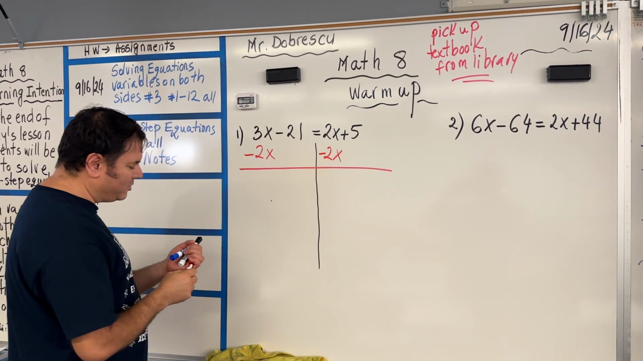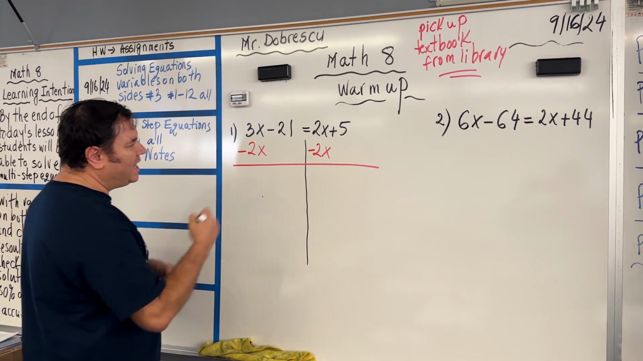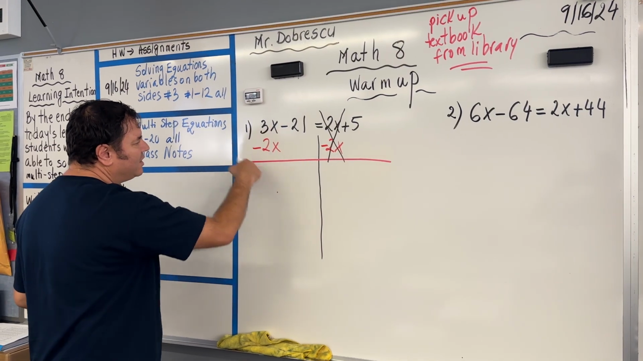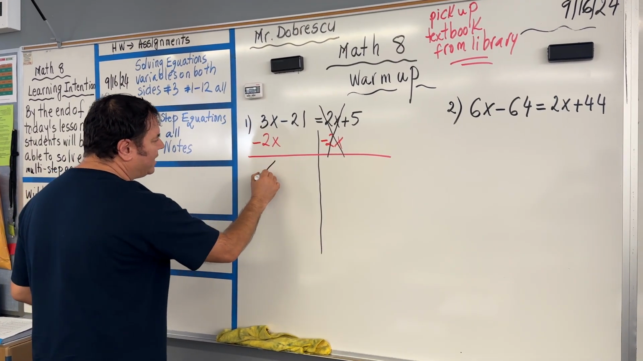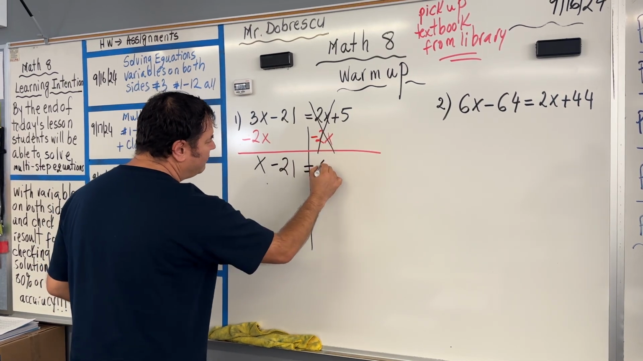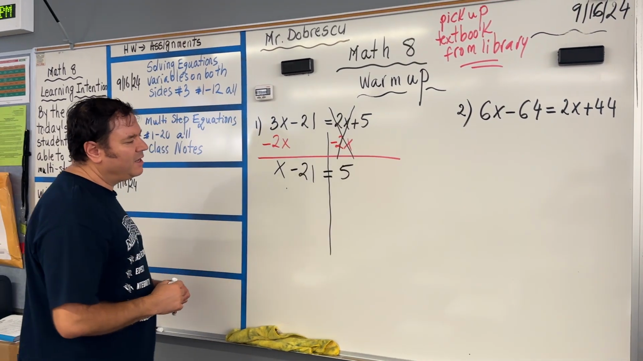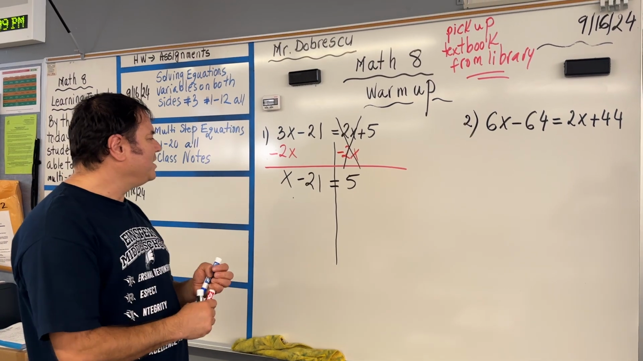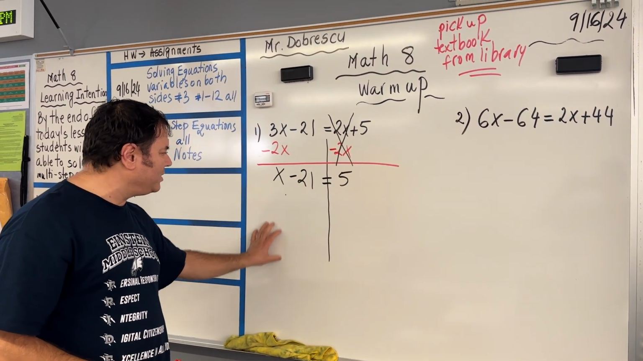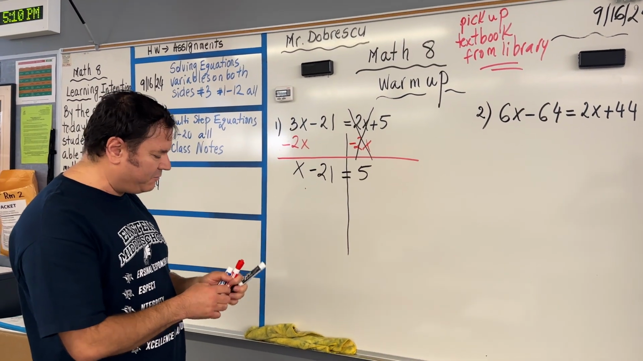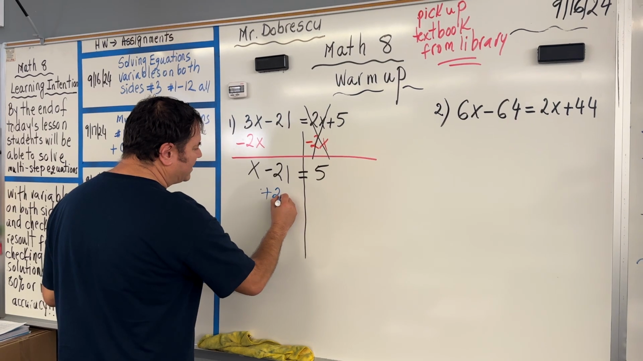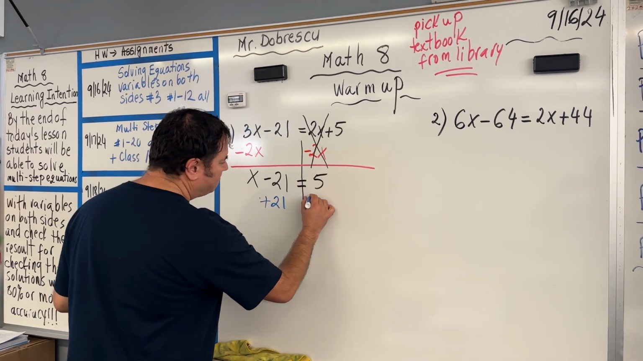And let's see what's going to happen. 2x and negative 2x cancel each other out. So we are left over with 3x minus 2x becomes 1x minus 21 equals 5, positive 5. And now we have just a one-step equation. And now we are going to add 21 on both sides in order for us to get the variable by itself. So let's add 21 on both sides. Whatever we do to one side, we do to the other side.